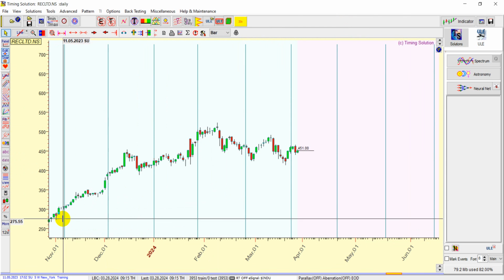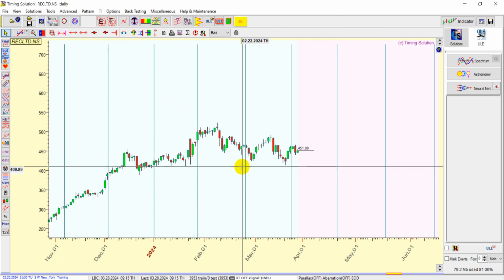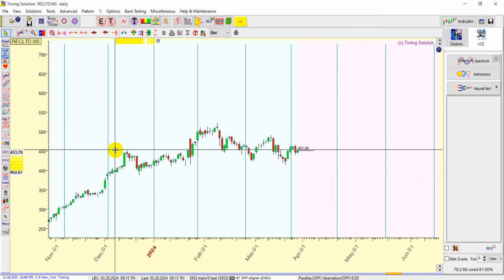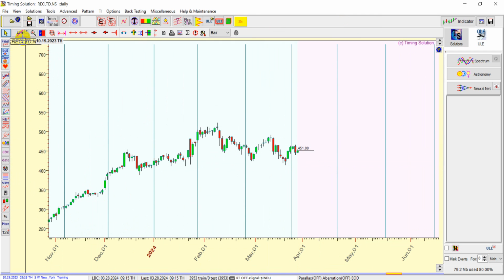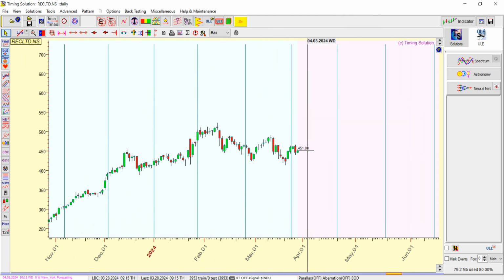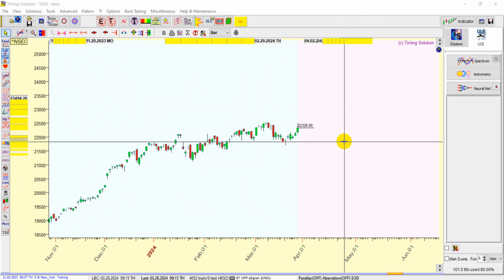You can see here, wonderful turning points are coming. So our goal is to capture these kind of turning points. Now let's quickly check on Nifty also. Let me open the chart of Nifty. So this is the chart of Nifty.